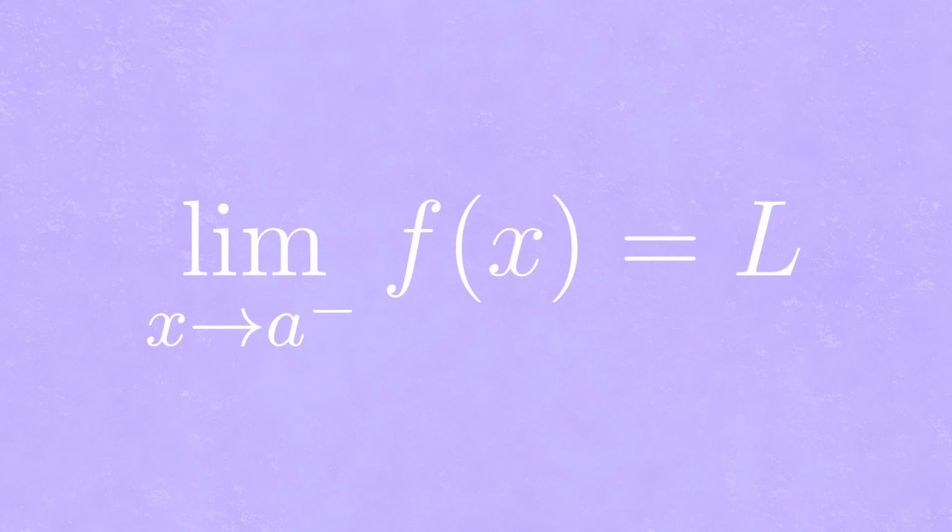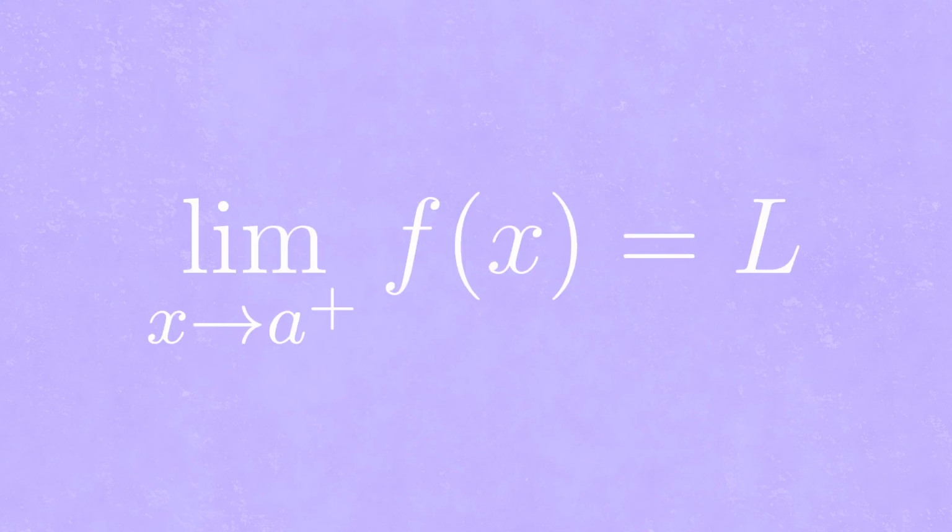Note that in the subscript, the a now has a little minus sign attached to indicate we are taking a left-handed limit. Similarly, we can take a right-handed limit, or limit from the right, also called a limit from above, and only consider x values above a. Here, we have a little plus sign attached to the a. We have one more kind of limit to talk about today.